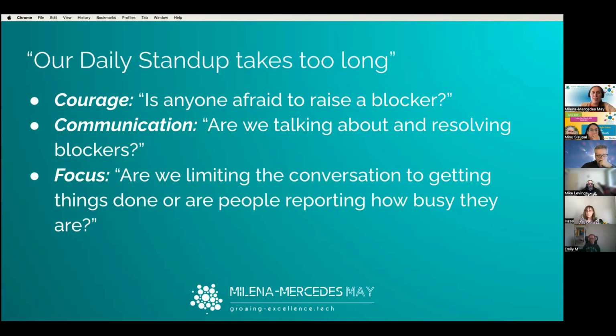And focus, are we really limiting the conversation to getting things done, or are people reporting how busy they are? Because this is a very common anti-pattern in daily stand-ups, that people feel like they need to report that they contributed, that they worked. But instead, it's okay, we trust you to do your work, and please tell us when something doesn't work for you. And it is professional to say that there's a problem, to raise it, and not to be shy about it and to think, okay, I need to get it all done by myself.